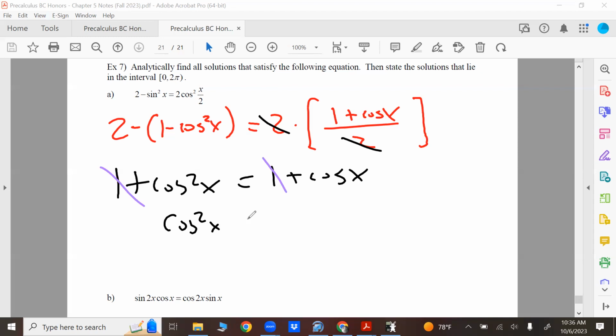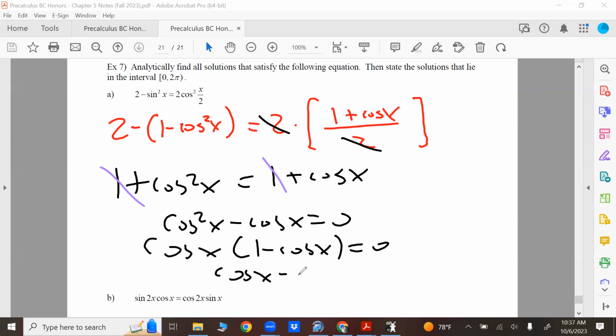Cos squared x minus cos x equals 0. Factor out cos x: cos x times (1 minus cos x). Cos x equals 0, or cos x equals 1. For 0, that's pi over 2 or 3 pi over 2. I did power reducing. I didn't have to use half angle here. And I don't think anything's extraneous. Yeah, I think we're fine. Everything works itself out.